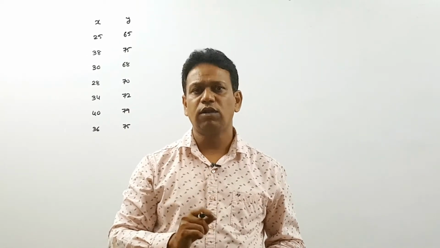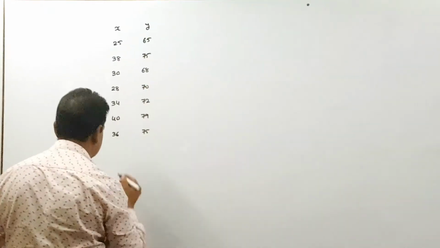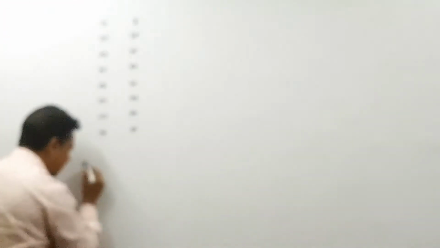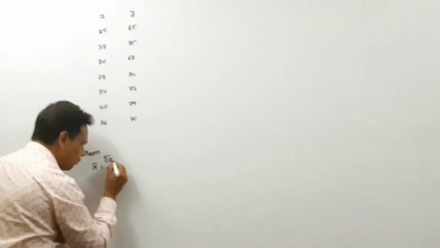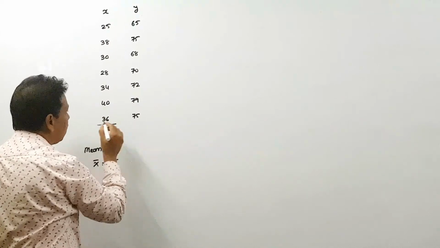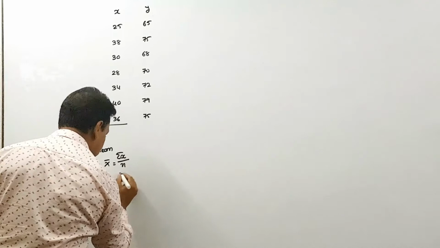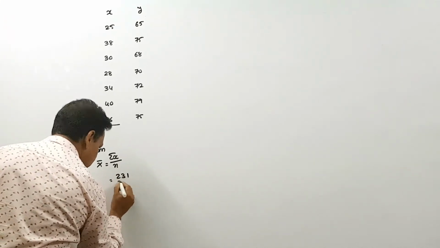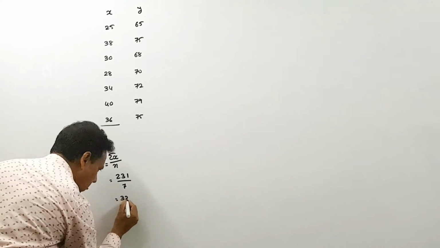So first of all, this method depends on the mean. First step, always we have to find the mean of both the variables. Below it, I would like to mention the mean. x bar is equal to the sum of x upon n. First of all, we have to get the total of the first column. The total of the first column is 231, divided by 7, and it is 33.